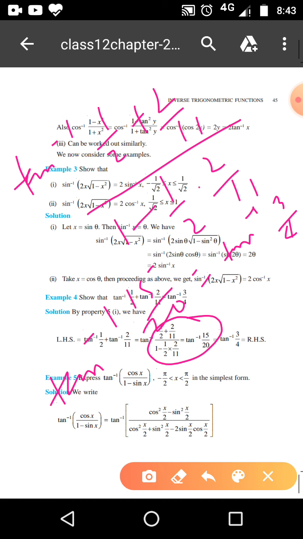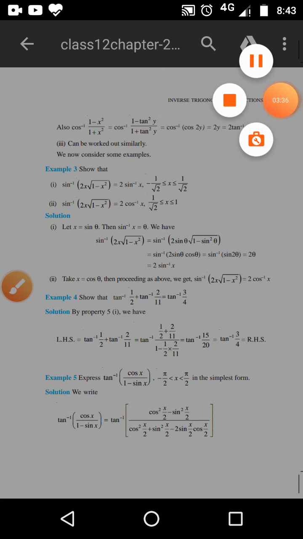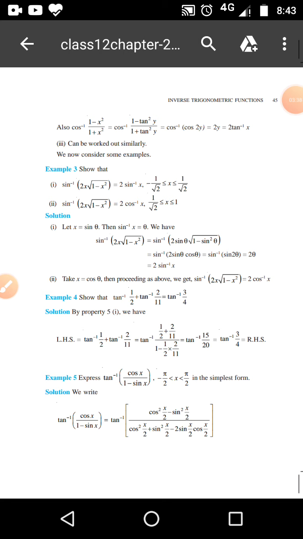Similarly, some other questions. Express tan inverse of cos x upon 1 minus sin x, where minus pi by 2 is less than x is less than pi by 2, in the simplest form. For this question, please listen. Tan inverse of cos x upon 1 minus sin x. Okay, so this is the book method.